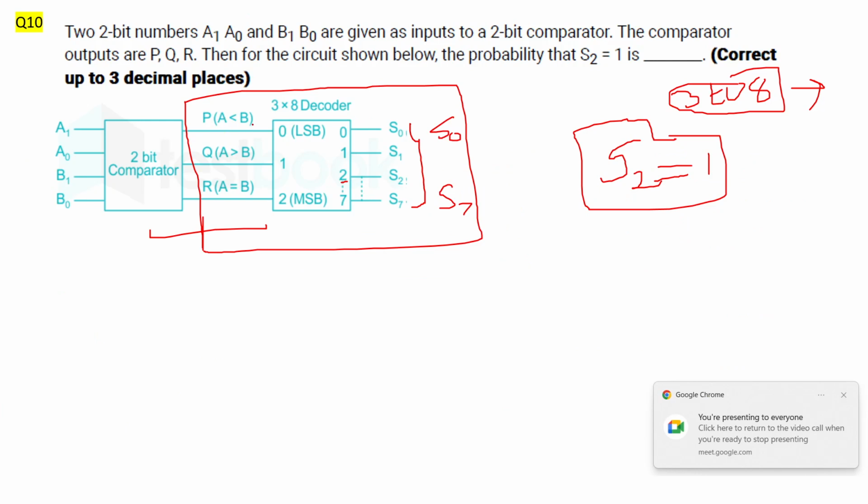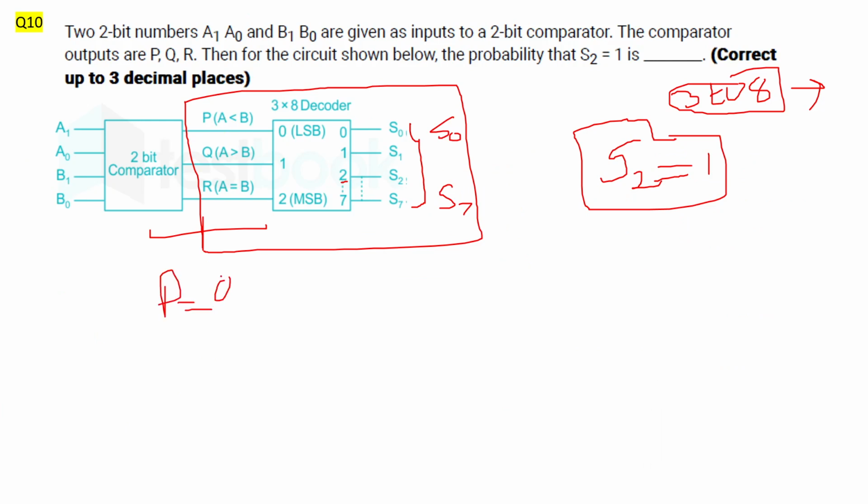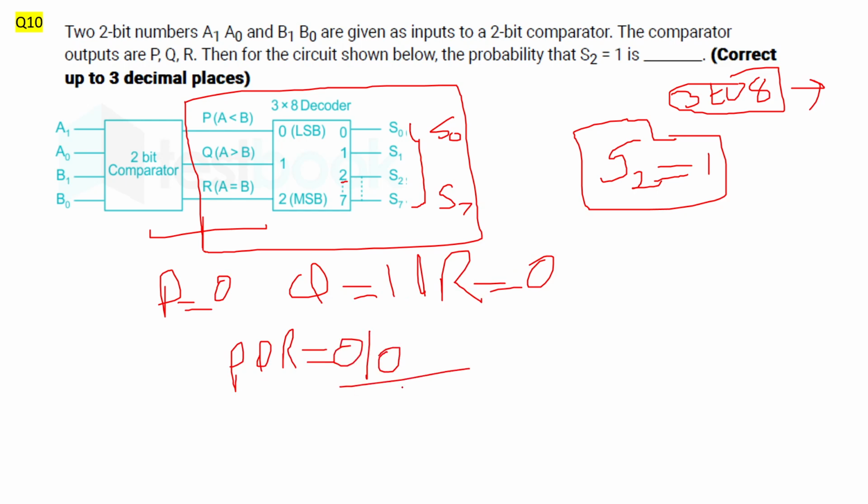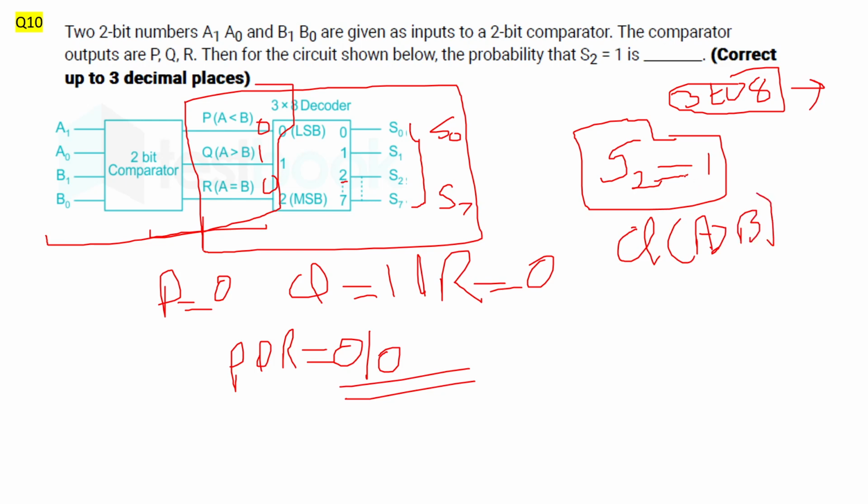It will be equal to 1 when P is equal to 0, Q is equal to 1, and R is equal to 0. So that is PQR equal to 0, 1, 0, right? Now forget about the decoder and consider only the comparator. My output is 0, 1, 0 of the comparator. So I'm just saying the comparator output should be equal to Q, that is, A greater than B. So I have found a condition. My S2 will be equal to 1 when A is greater than B, right?